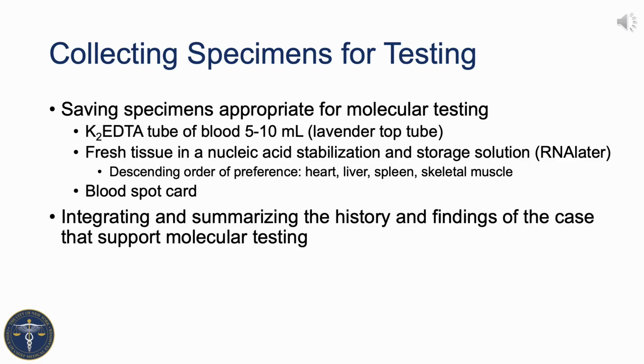This could include 5 to 10 milliliters of blood in a lavender top tube, or fresh tissue in a nucleic acid stabilization and storage solution. In both cases, these types of specimens can be stored at minus 20 degrees Celsius in a freezer indefinitely. Although a blood spot card is not an optimal specimen, it has the advantage of requiring very little space and readily available storage conditions, and this may become more important when thinking about the longevity of specimen retention for future molecular genetic testing.